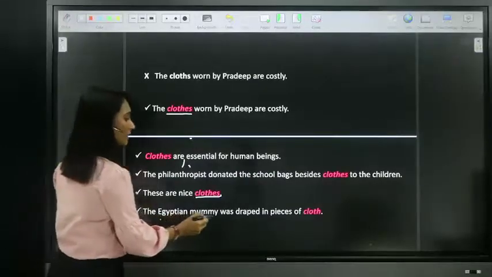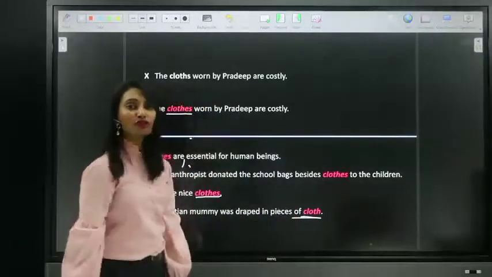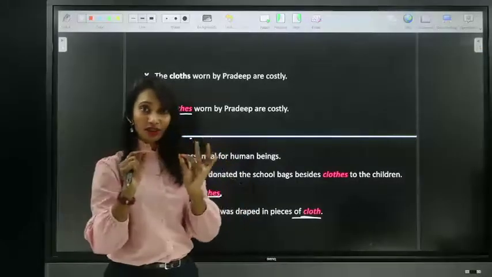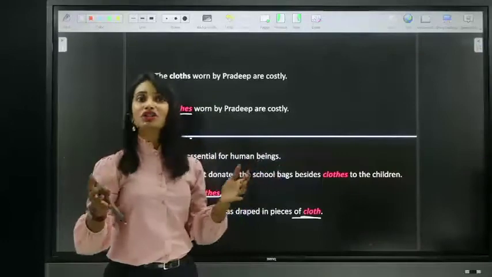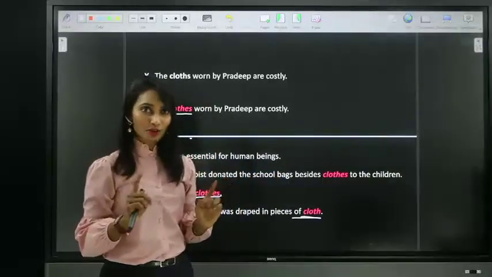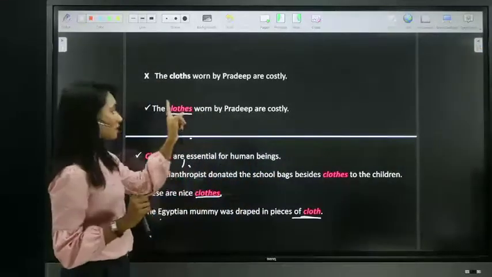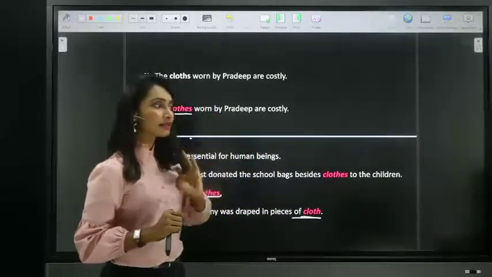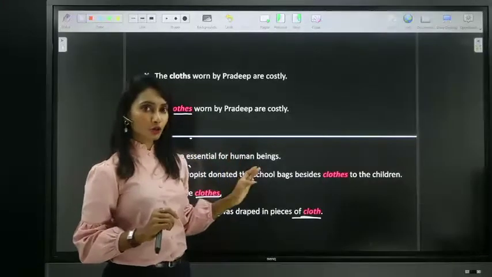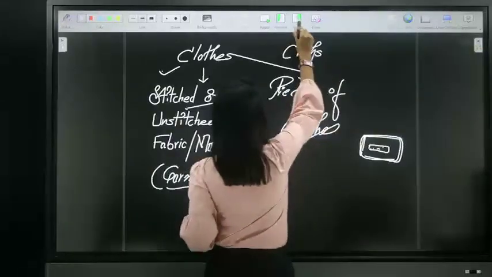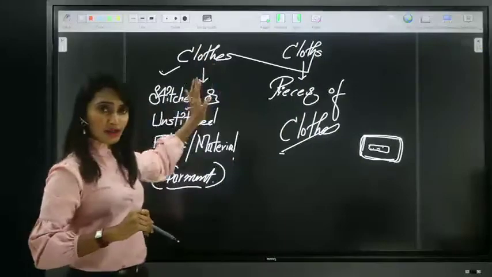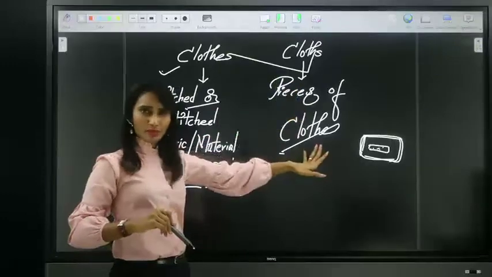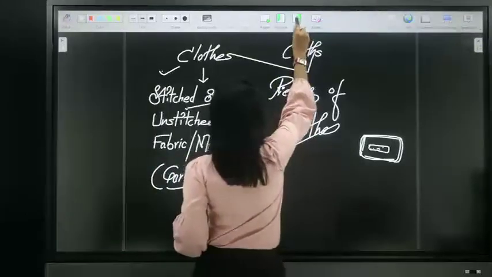The Egyptian mummy was draped in pieces of cloth. You might have seen Egyptian mummy was draped in pieces of cloth. It is not a material which is used for wearing or stitching. So you might have got an idea about the uses of clothes and cloth. Any doubts, guys, in this cloth and clothes? Just remember this one. Clothes, stitched or unstitched, we can say garment. Cloths, pieces of cloth. Now let's move on to the next one.